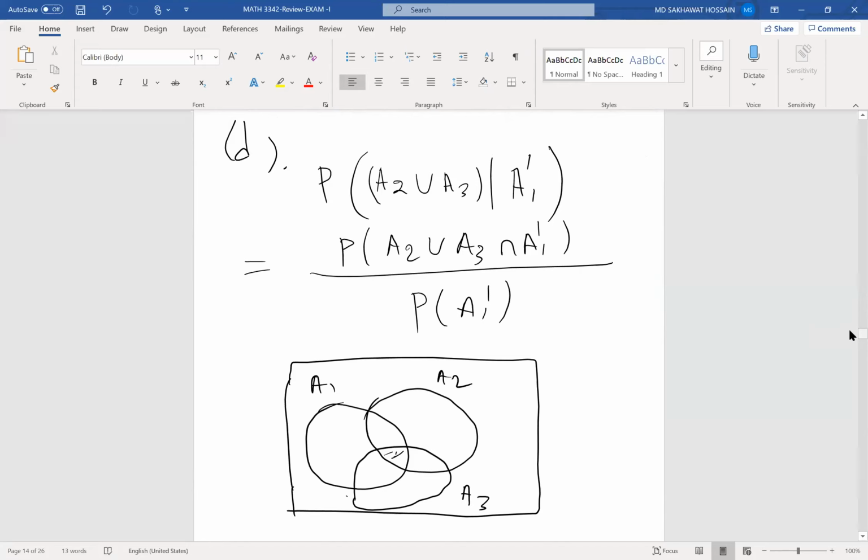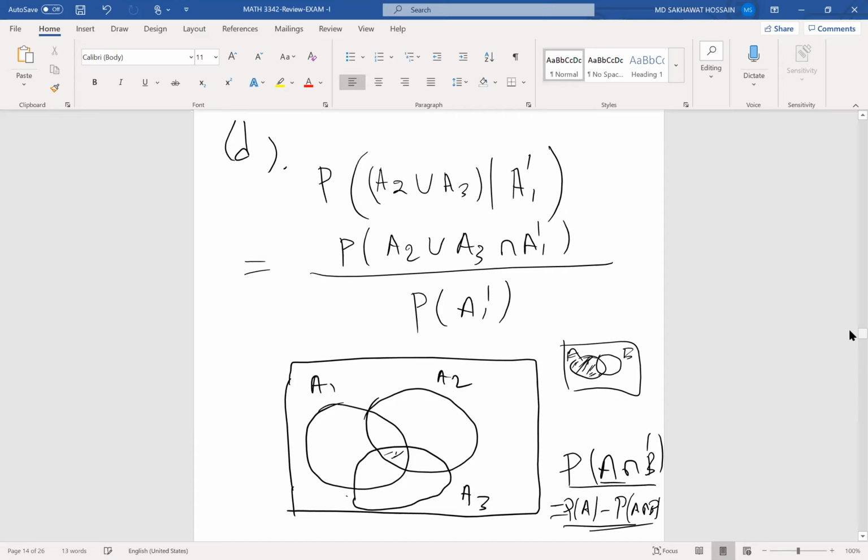So we know that the probability of A intersection B complement. Suppose we have two events, A and B. B complement means outside B, and the intersection with A means this part. So this is probability of A minus probability of A intersection B. If you want to use the formula, this is the formula for A intersection B complement.